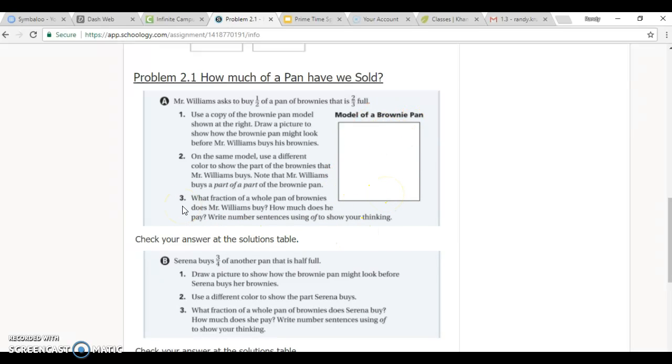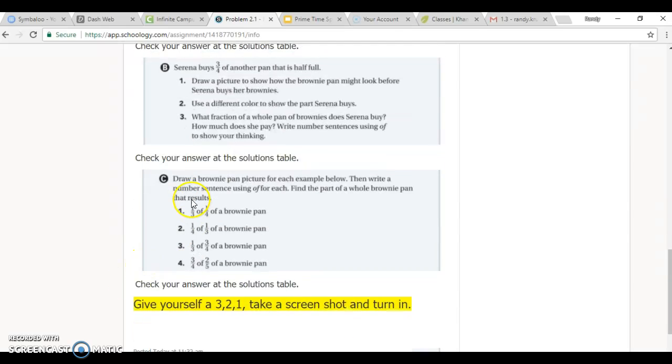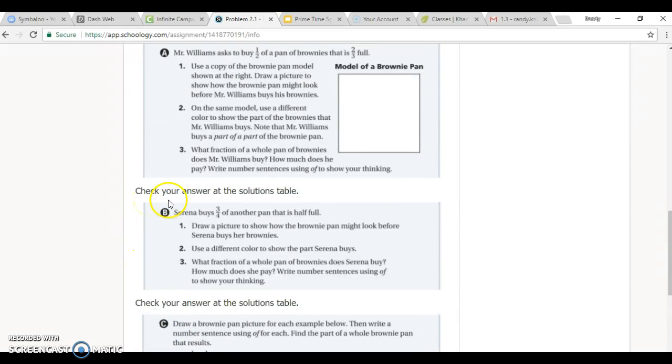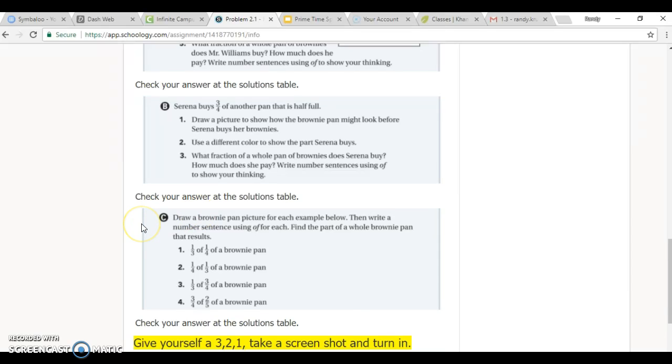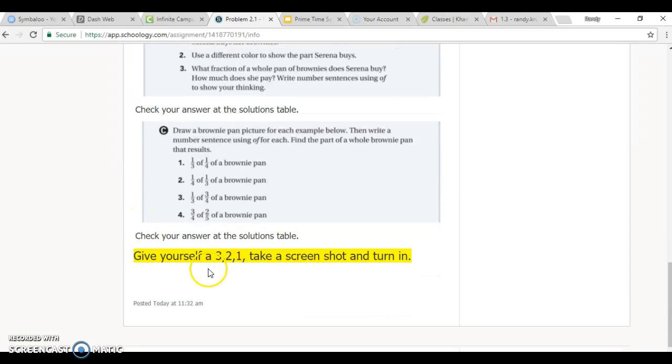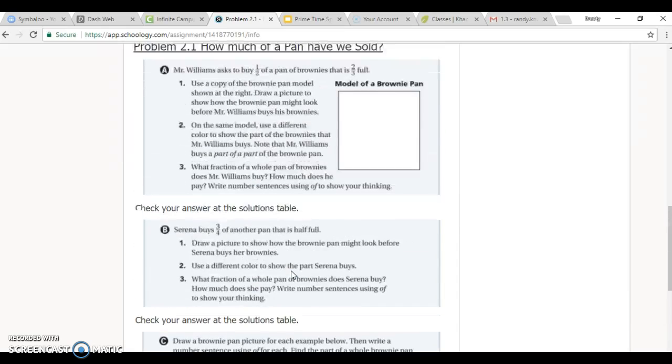Number 3, what fraction of a whole pan of brownies does Mr. Williams buy? How much does he pay? Write a number sentence using of to show your thinking. So you'll do parts A, B, and C. After part A, check your answers at the solution table. After doing part B, check your answers at the solution table. Lastly, take a screenshot and turn in your work.